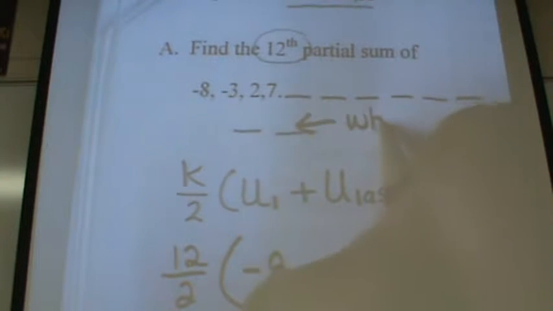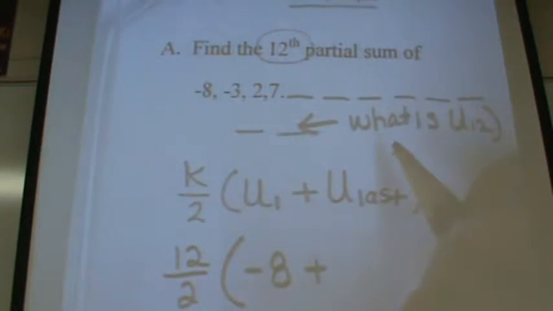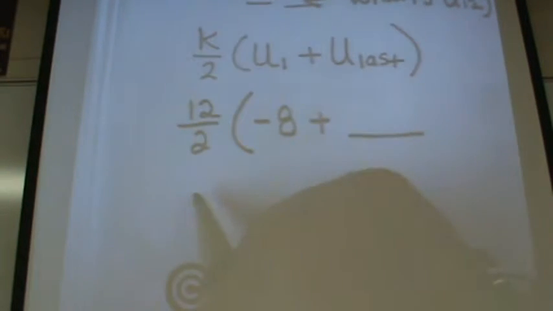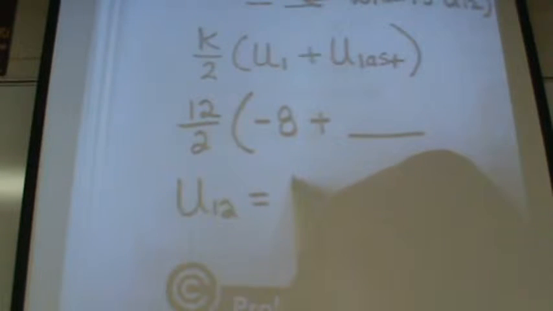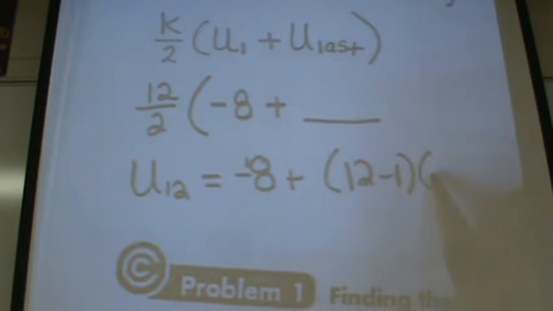What is the 12th term? Am I going to sit here and figure it out? No. To get the 12th term, I'm going to do a little bit of previous work here. I'm going to write -8 plus -8 plus 12 minus 1. And what's the D value? How are you going from -8 to -3? You're adding 5. So D is 5.